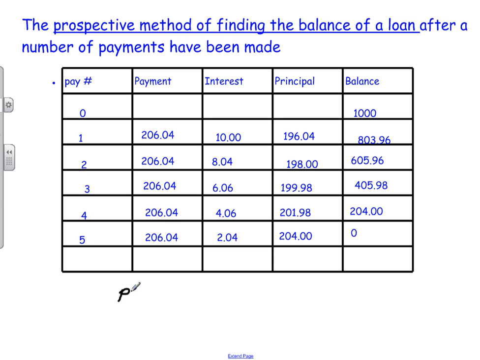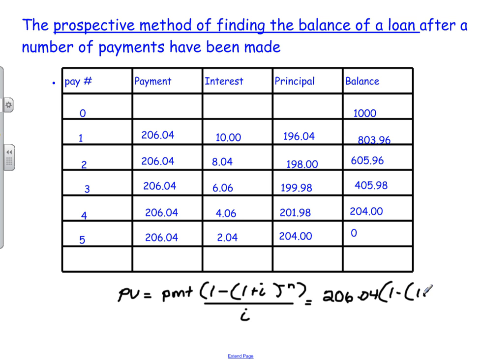If we find the present value of the 2 payments that haven't been made using the present value formula, we say the payment to come has a size of 206.04. If we multiply that by 1 minus 1 plus 0.12 over 12, which was the interest rate in the previous video, to the power of negative 2, since there are 2 payments following that particular balance right there, we get $405.98.